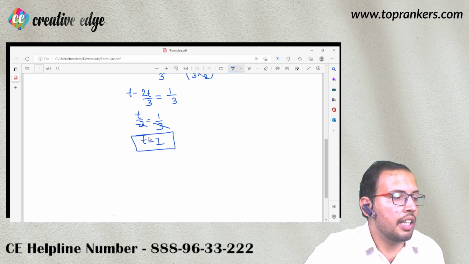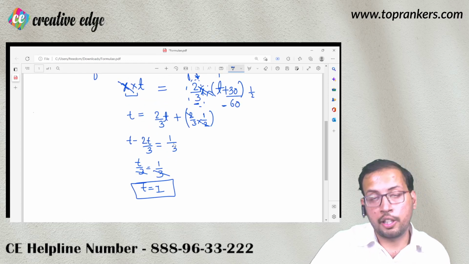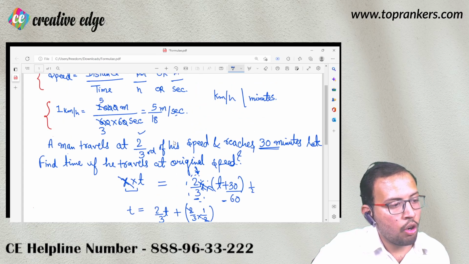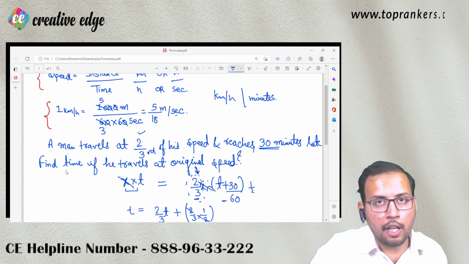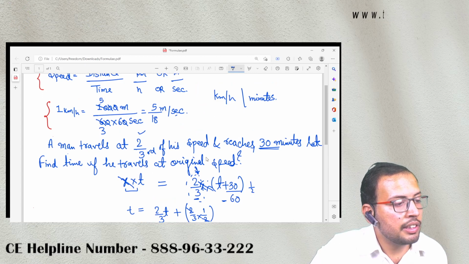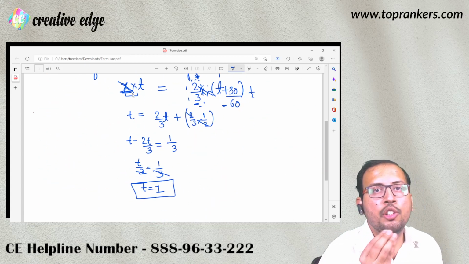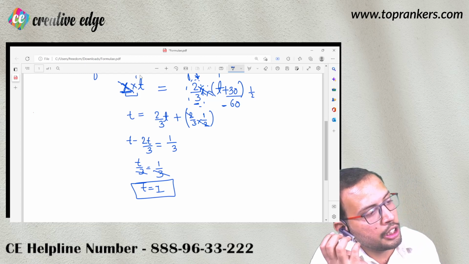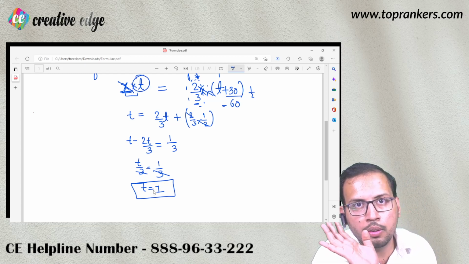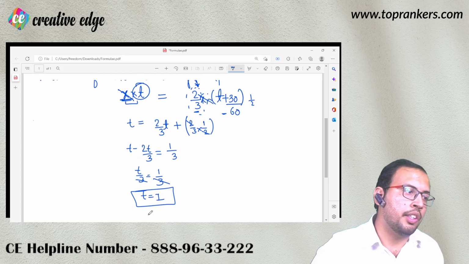That means t here is 1, meaning 1 hour it is saying. So this is what we had been asked. Find time if he travels at original speed. So original speed was x. And the time when he was traveling at x kilometer per hour was t. So t is 1 here. So our answer to this question is 1 hour.